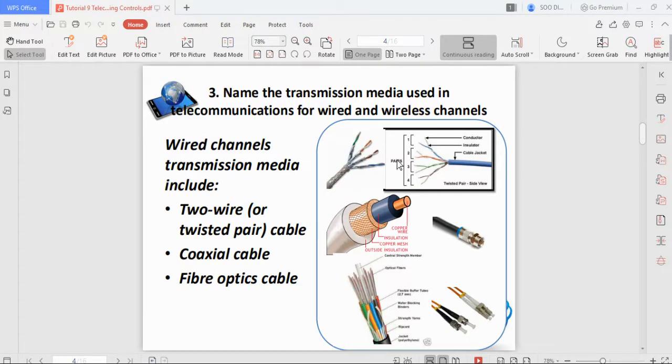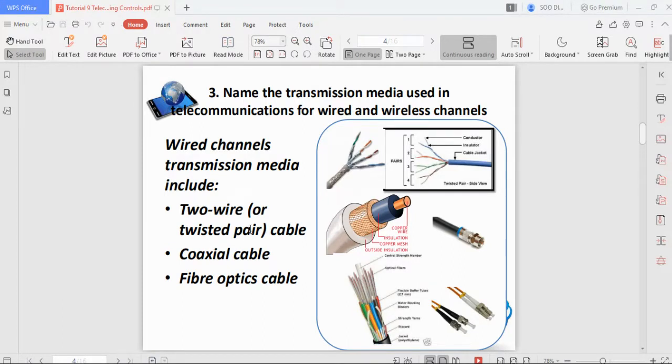For a wired channel, there are three types: a 2-wire cable, which is called a twisted pair, which is this. Then there is a coaxial cable, which is this. And lastly, a fiber optic. So fiber optic is this. Fiber optic is the new technology that we have.